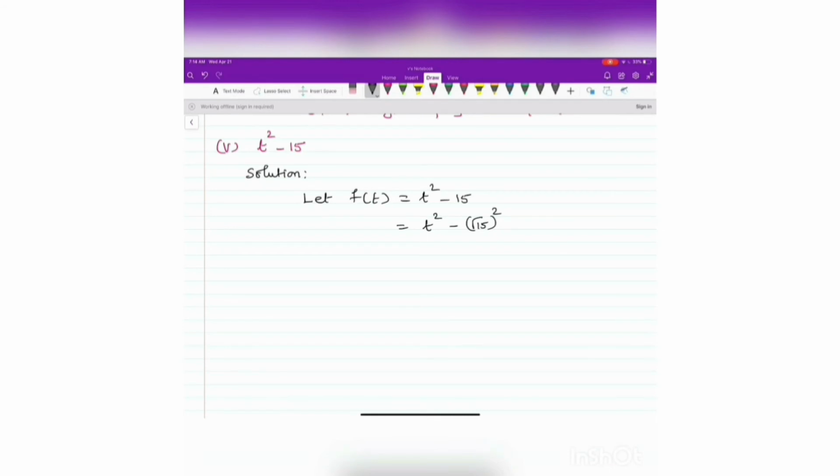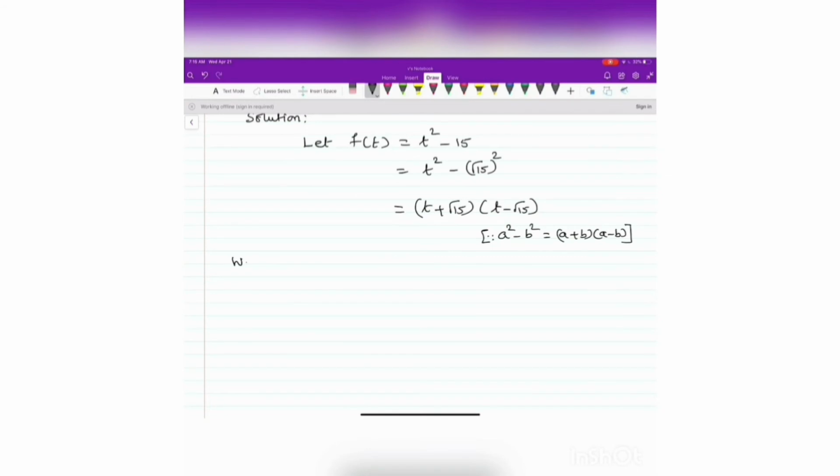Now this is of the form a square minus b square. You know the formula, which is a plus b into a minus b. So I can write this as t plus root 15 into t minus root 15. I will write the formula here for you: since a square minus b square is equal to a plus b into a minus b.